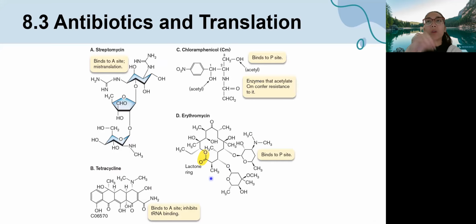So just like how we went over antibiotics that prevent RNA synthesis, we are now talking about antibiotics that prevent protein synthesis. So some of these are, for example, streptomycin, it binds to the A site. Chloramphenicol binds to the P site. So they typically just bind to the ribosome and prevent protein synthesis by blocking the different sites. So tetracycline, again, binds to the A site. This one binds to the P site. So cool.